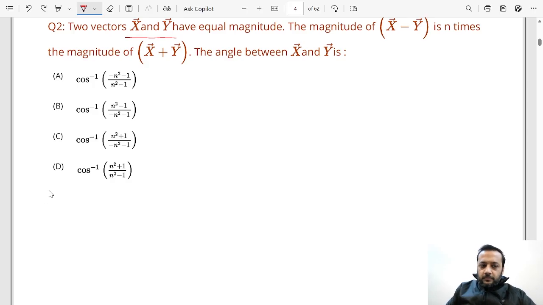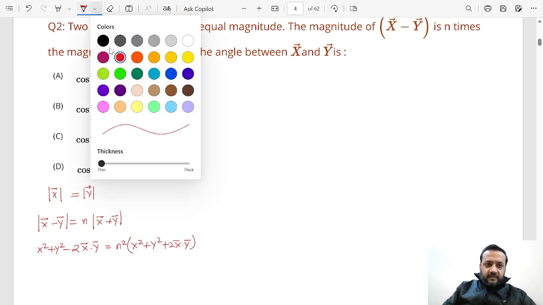So basically, as per the question, the magnitude of the vector x is equal to the magnitude of the vector y. And it is given that the magnitude of x minus y is n times the magnitude of x plus y. That means mod of x minus y is equal to n times mod of x plus y. If I square this, in the LHS we will get x square plus y square minus 2x dot y, and here you will get n square into x square plus y square plus 2x dot y.